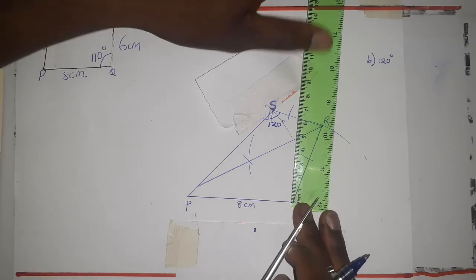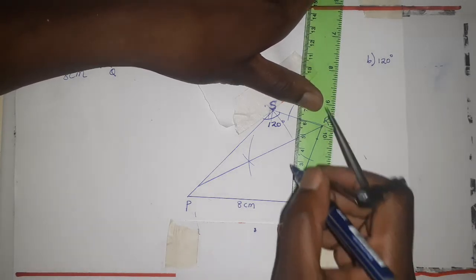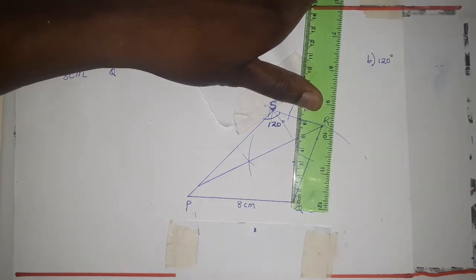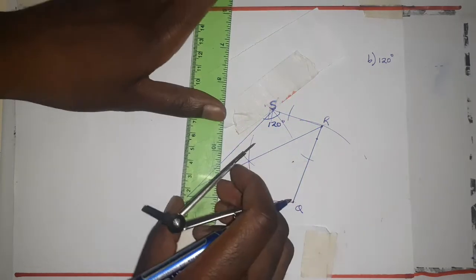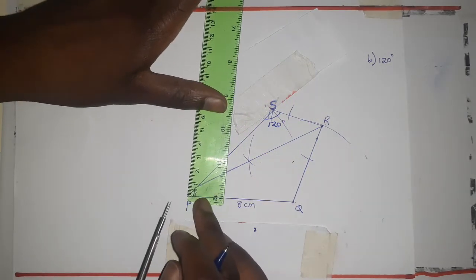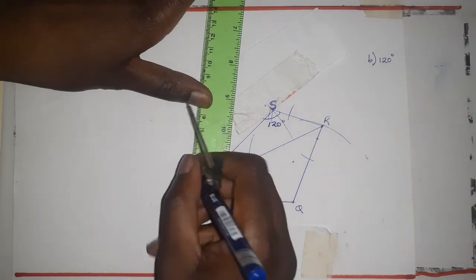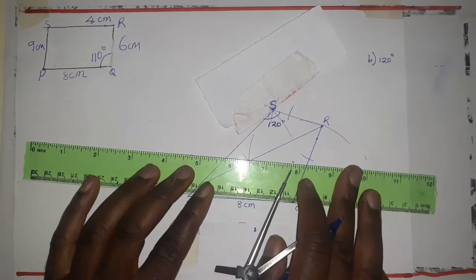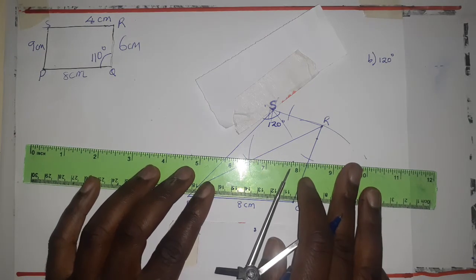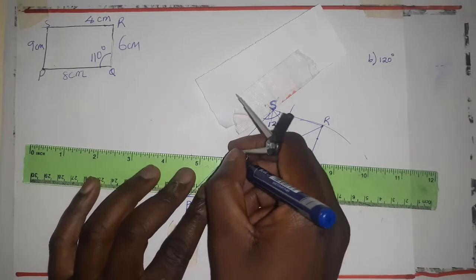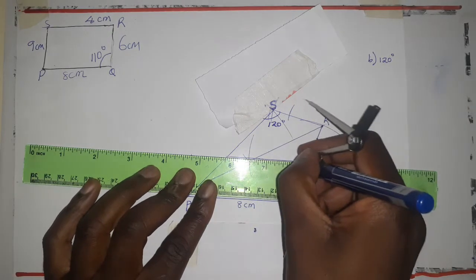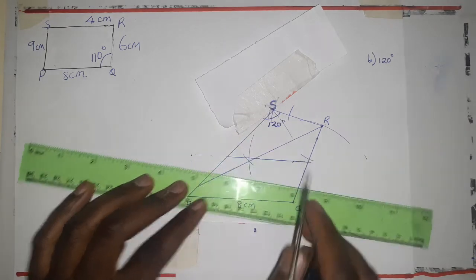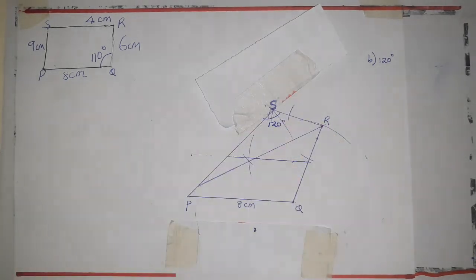From this point Q, you measure 3 centimeters, then you also come to P and measure 3 centimeters like this. Then we join these two points. Now remember that the question says within the quadrilateral, so I'm going to concentrate on within the quadrilateral. This part we may not need. So that is that question.